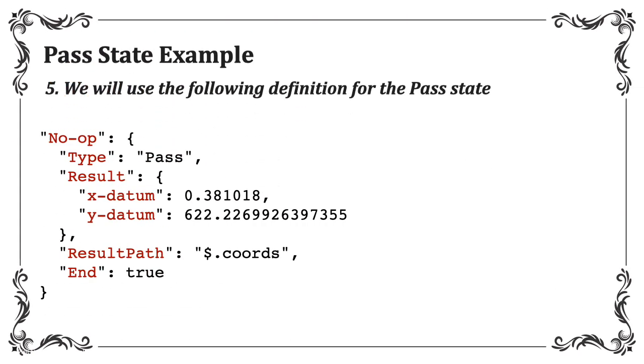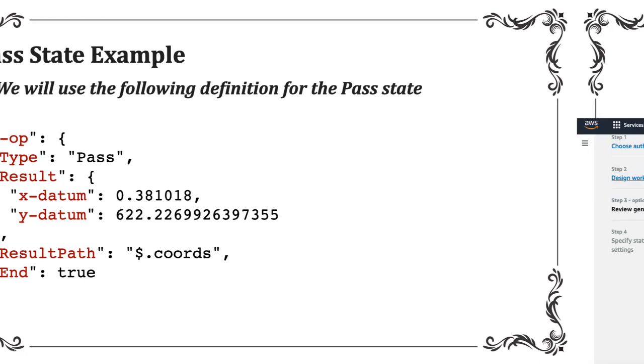We will replace the Pass definition with this definition. We are going to name the state no-op. Its type is Pass. The Result would contain two values for x and y datum. The ResultPath would create a data structure named coords. It's short for coordinates. Finally, the next step is the end state.